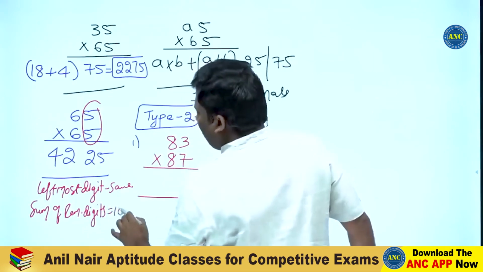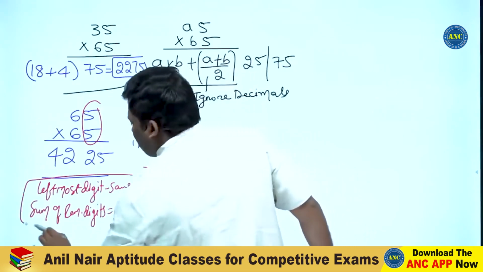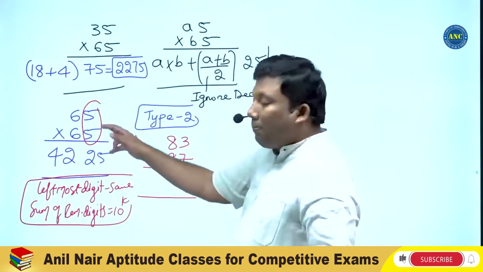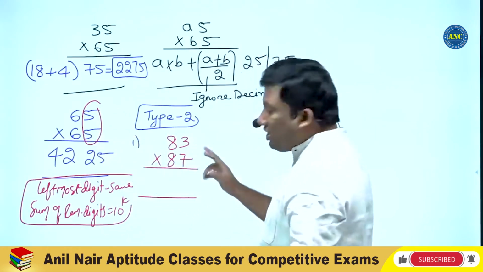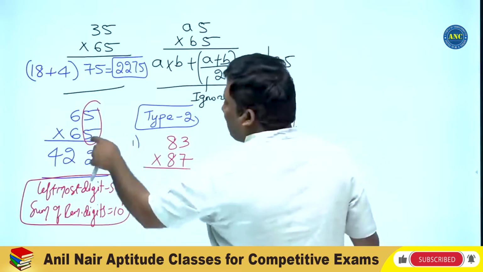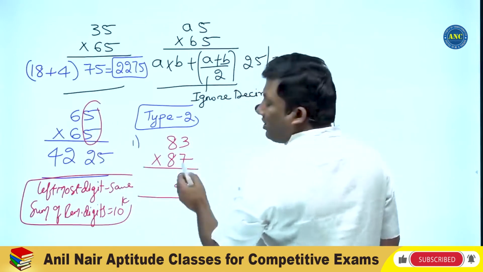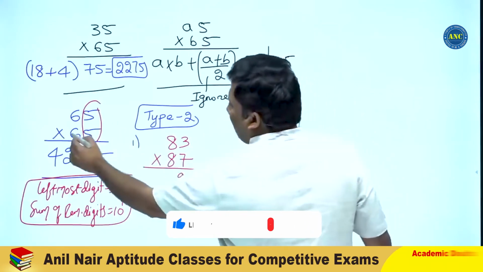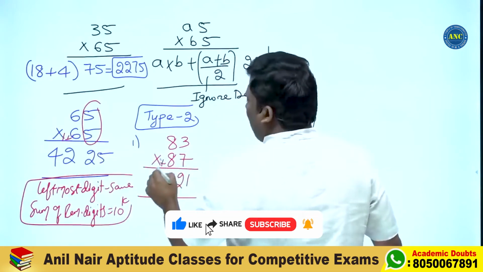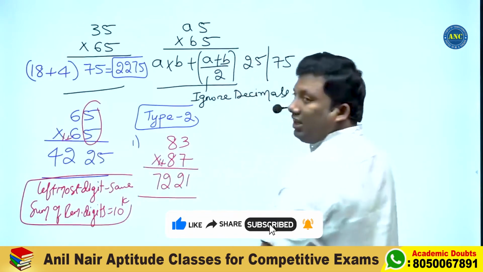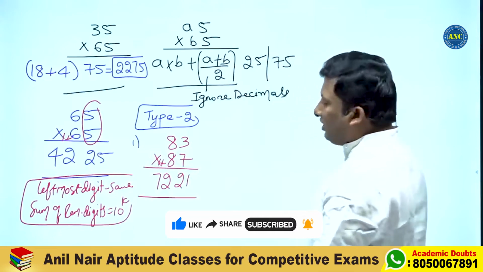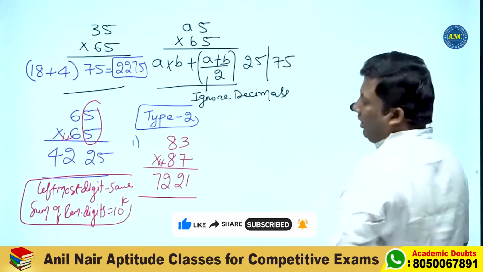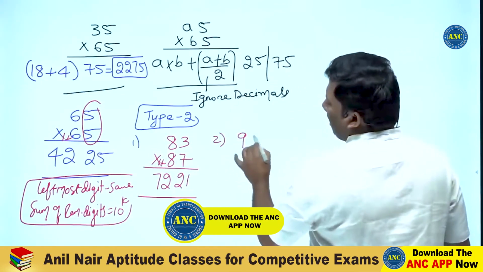It is of the form 10 power k. This logic is used. What is 5 plus 5? 10. What is 3 plus 7? 10. 5 5s are 25. 3 7s are 21. Here we added 1. Here also added 1. 9 8s are 72. Answer is 7221. I hope the idea is clear.